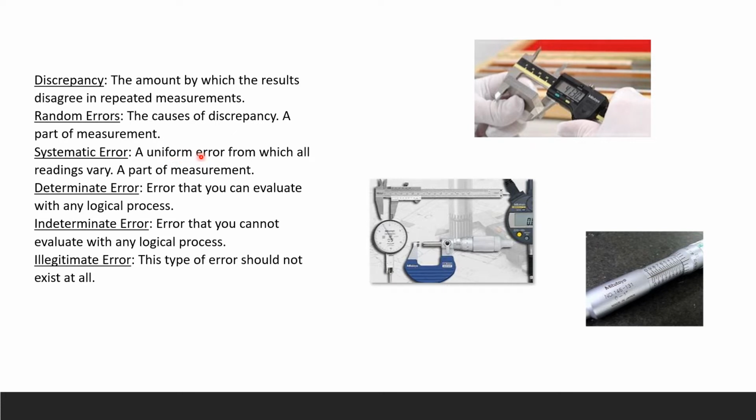Systematic error is a uniform error from which all readings vary. This is also another part of your measurement. So every time you do a measurement, you have 2 errors happening at the same time. The very first one is random and the second one is your systematic. And you can't avoid any of that error, but you can make it smaller, okay?